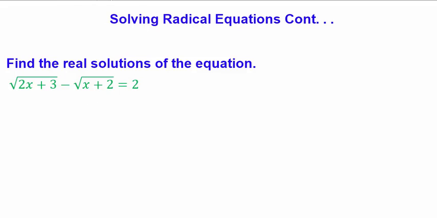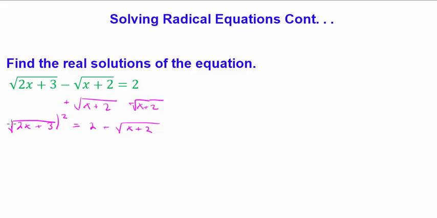So what I will do first is move one of the radicals over to the other side. And I choose to add the square root of x plus 2 to both sides. So this will then produce the square root of 2x plus 3 is equal to 2 plus the square root of x plus 2. Now I will square both sides.